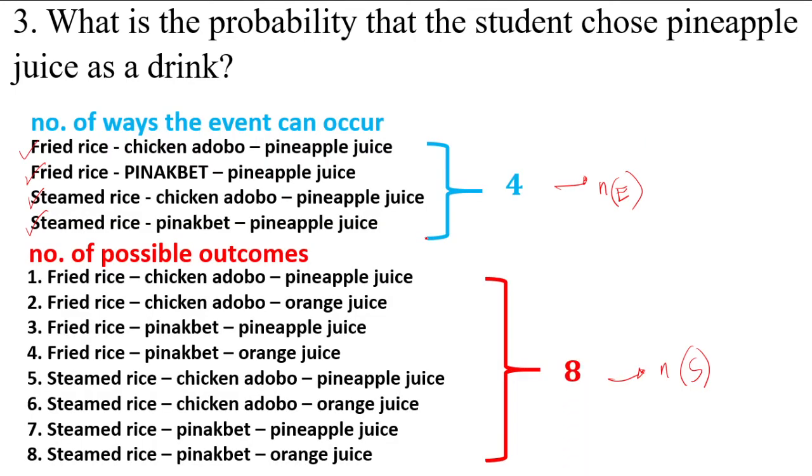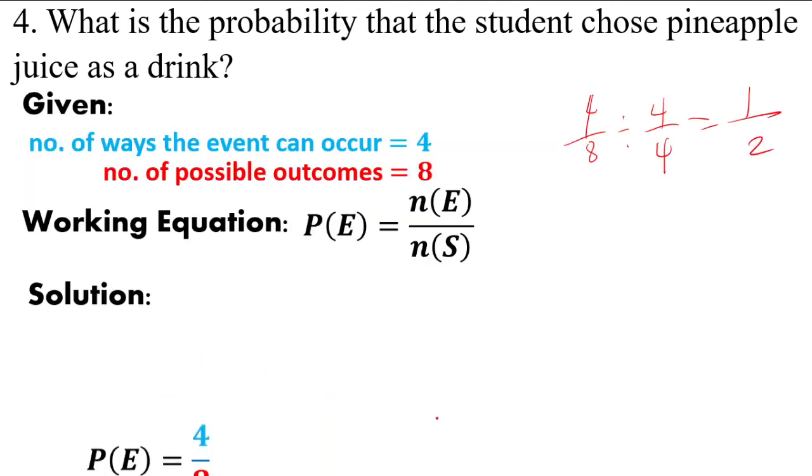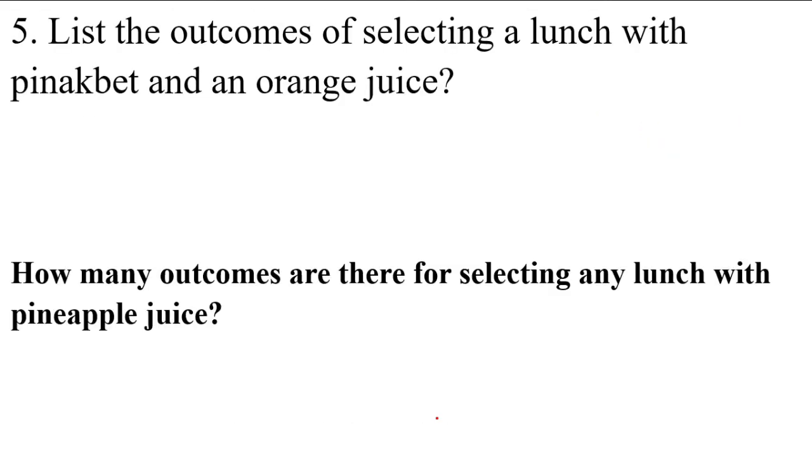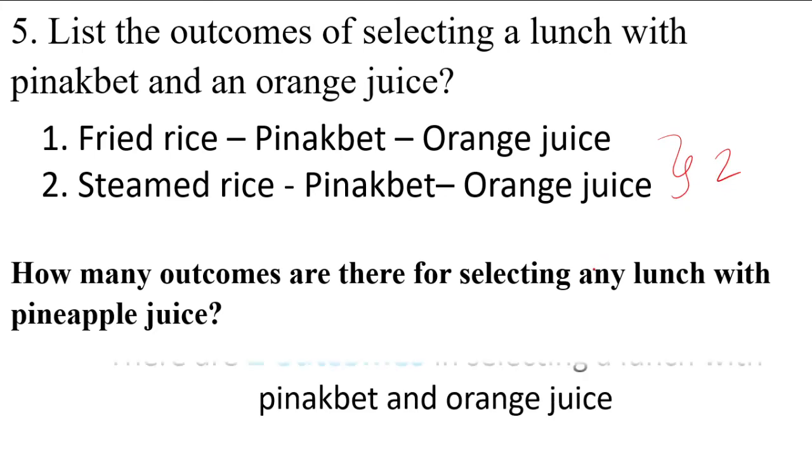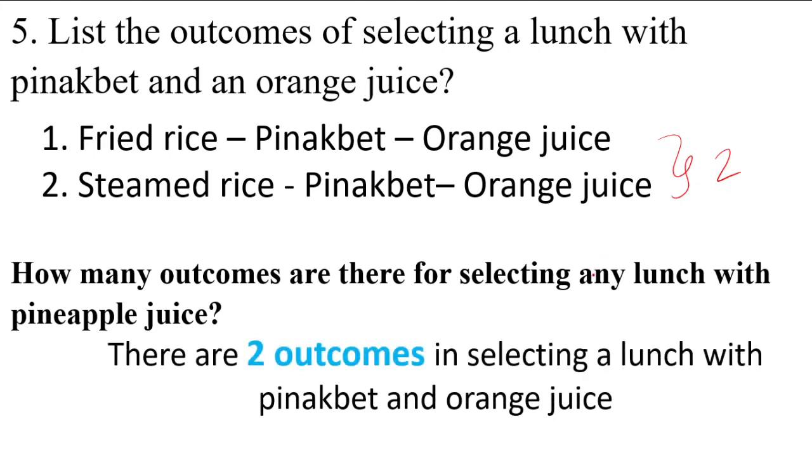Okay, so ito yung mga choices natin sa outcomes, di ba? May orange, may pinakbet daw, pero dapat orange juice yon. Isa. Tama? Pinakbet, tapos orange juice. Dalawa. Meron pa ba? Wala na. So, dalawa lang ang outcomes natin doon. So, the number of outcomes in which the event can occur is only 2. So, ilan ang outcomes natin? 2. So, there are 2 outcomes in selecting a lunch with pinakbet and orange juice.